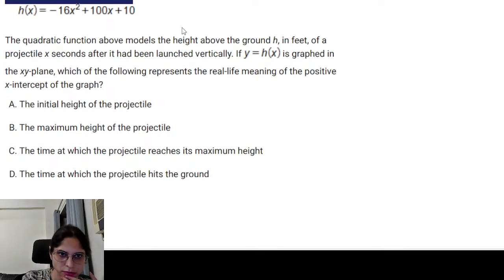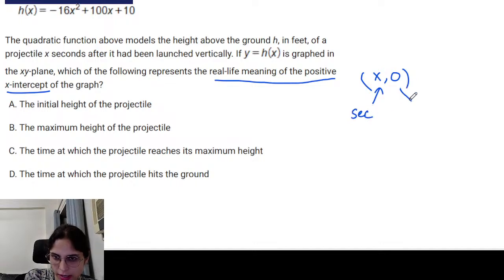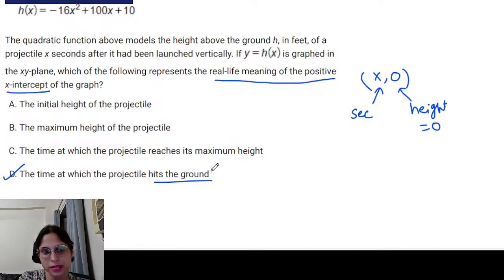A quadratic function models height x seconds after launch. Which of the following represents the real life meaning of the positive x-intercept of the graph? The x-intercept is going to be (x, 0). This is your time in seconds, and this is going to be your height. So for the x-intercept, height is 0. Time at which the projectile hits the ground. Height is 0 when it hits the ground.